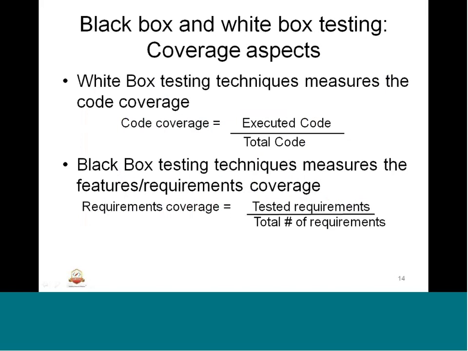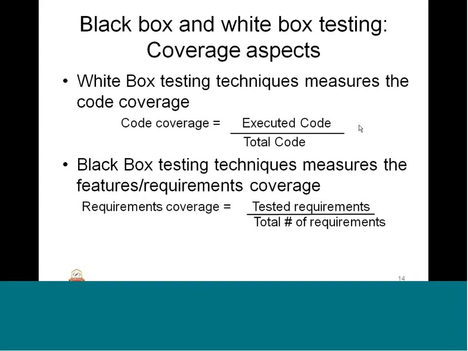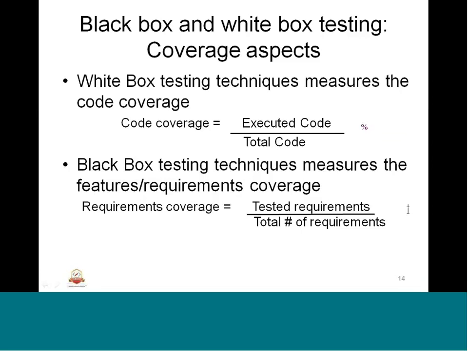Basically it measures the code coverage in terms of how much execution I have done during the white box testing versus the total coverage. So basically, executed code divided by total code will give the code coverage in terms of percentage. Similarly, the coverage for black box testing is measured purely based on the requirements. How many requirements have been tested divided by the total number of requirements will give me a percentage of how much I have covered.